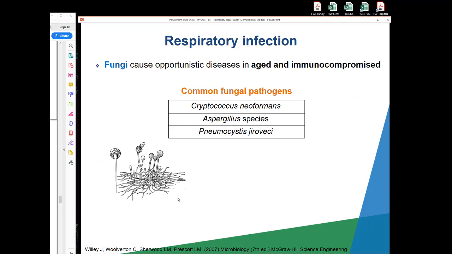Fungi can also lead to opportunistic disease in the aged and immunocompromised. Cryptococcosis, aspergillosis, and pneumocystis pneumonia are the common fungal opportunistic diseases.